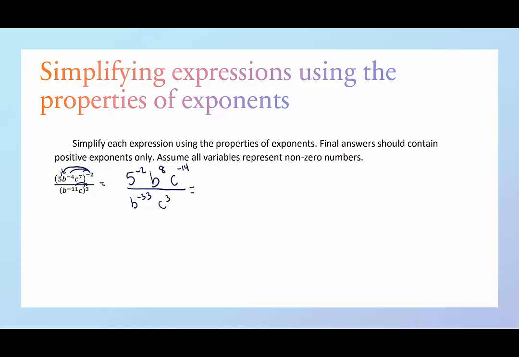The next thing that I like to do is anything that has a negative exponent will be positive in the position that it's not in. So if a base has a negative exponent in the numerator, it will be a positive exponent in the denominator. If a base has a negative exponent in the denominator, then it will have a positive exponent in the numerator. So I'm going to go ahead and switch those.